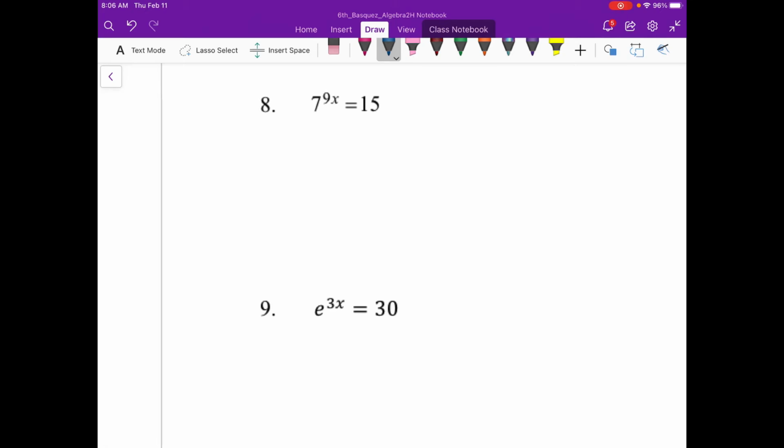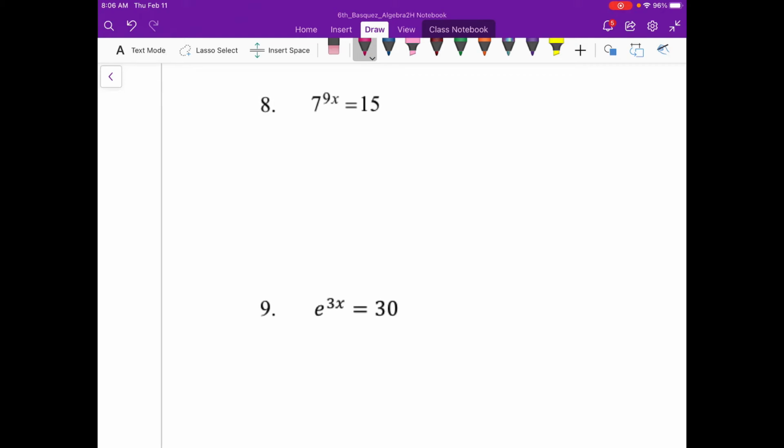So this technically already has some exponents involved, but I'm not able to solve using exponents because they don't have the same base. These are not both 7 to some power. And I can't think of a way to turn 15 into a base of 7. It's not like if it was 49, then I could change it to 7 to the second power. So I'm going to need to use what's called a change of base.